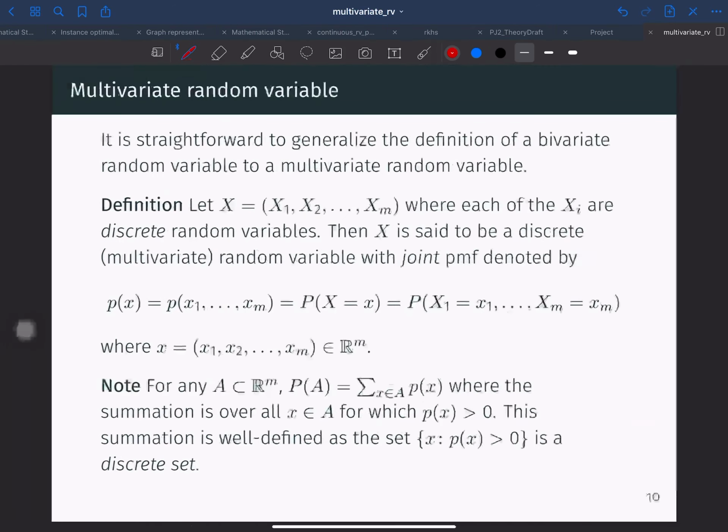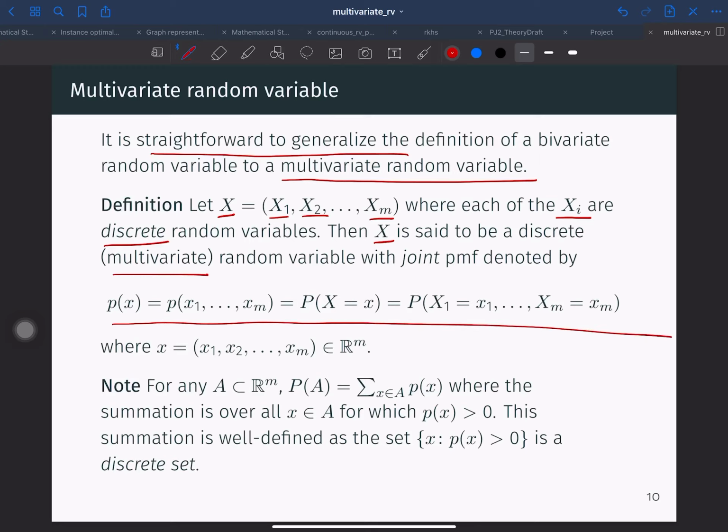Okay, so we have discussed bivariate for discrete and continuous, and it is straightforward to generalize those definitions to the case of multivariate. In the case of discrete, we will just require the random vector x to have m components, x1, x2 up to xm, where each of the xi are discrete random variables. Then we will say that x is a discrete multivariate, and we define the joint PMF to be simply what we have here. So that's just definition chasing.